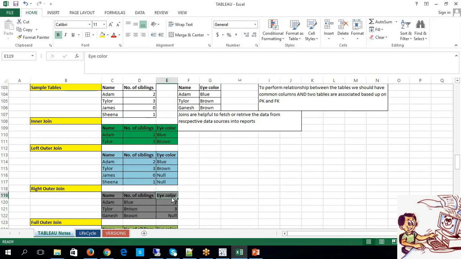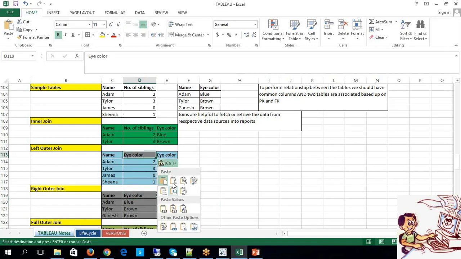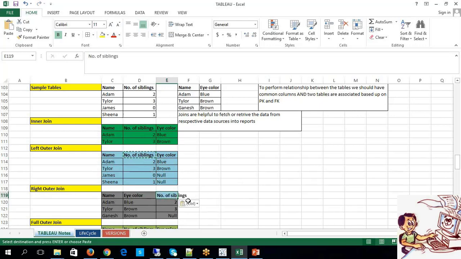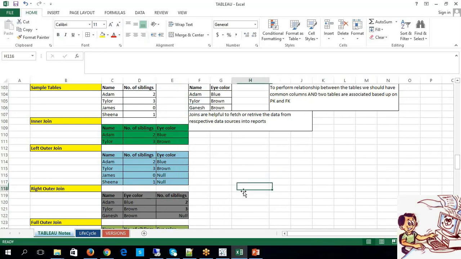And see here it is eye color and number of siblings. Now look at the behavior. So the whole data of the right side table. Now look at this. What is the common value? Adam and Tyler in the left side table. That is the reason it is giving 2 and 3. Then how about Ganesh? Ganesh is not available in the left side table, so that is the reason you have a null value. So this is the functionality.